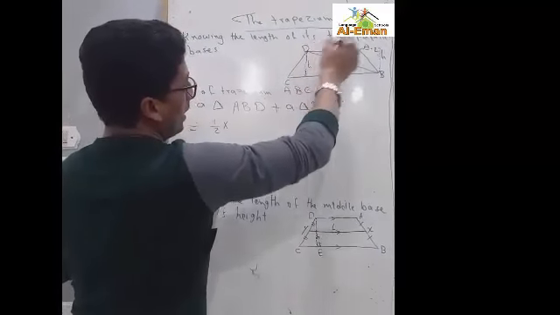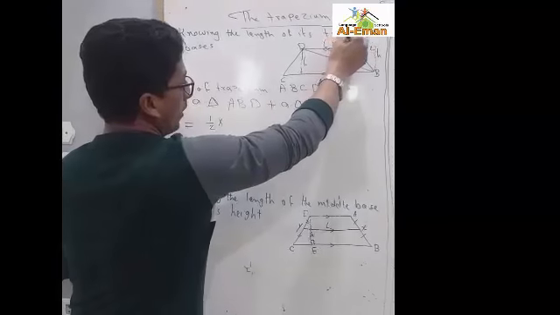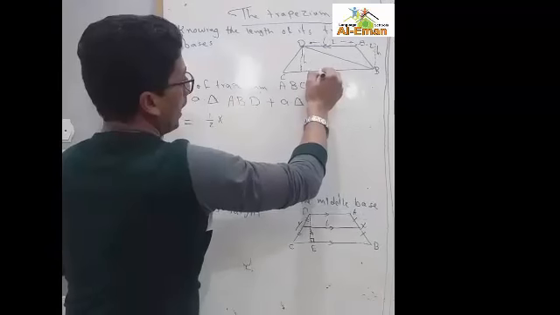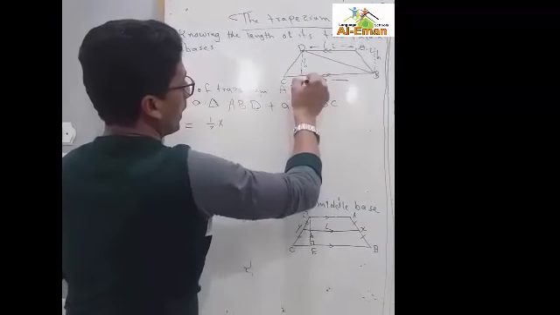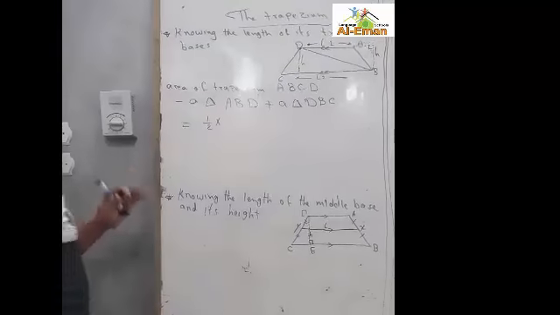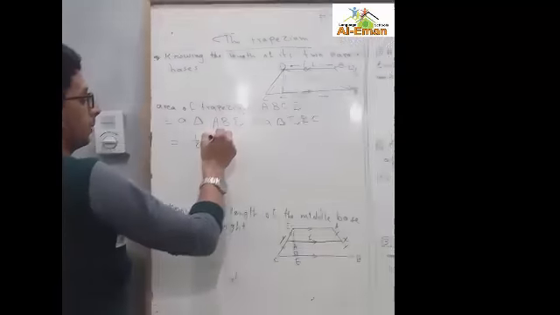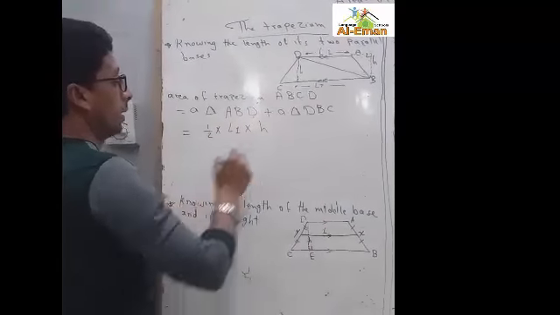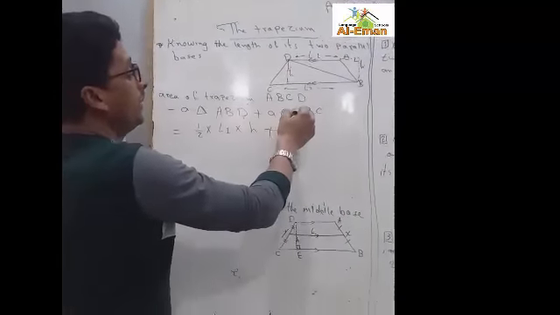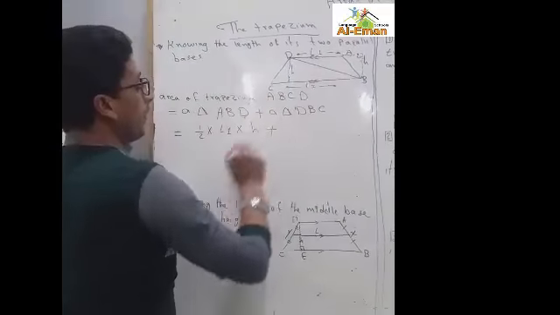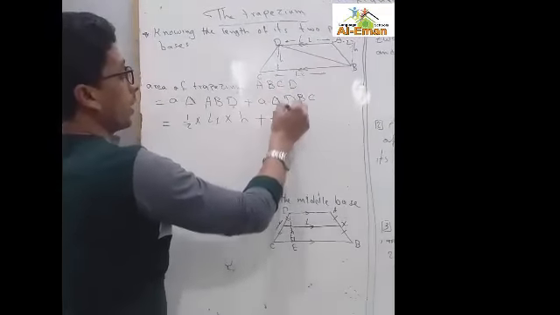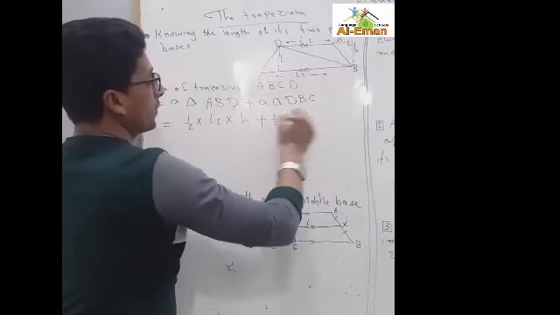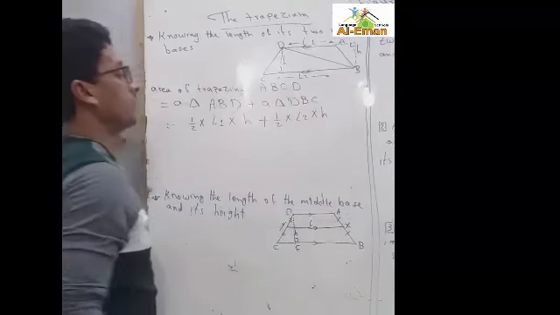Consider AD is length 1, and BC is length 2. So this is the base length 1 times the height, plus the area of DBC, which equals half times length 2, the base, times the height.